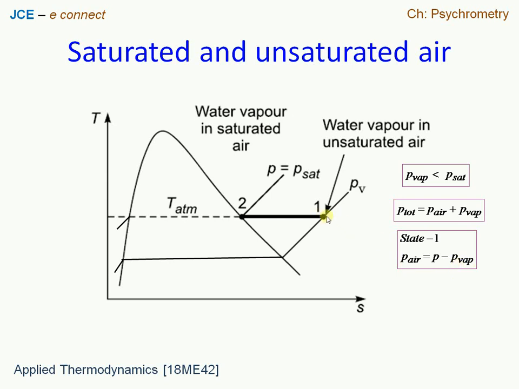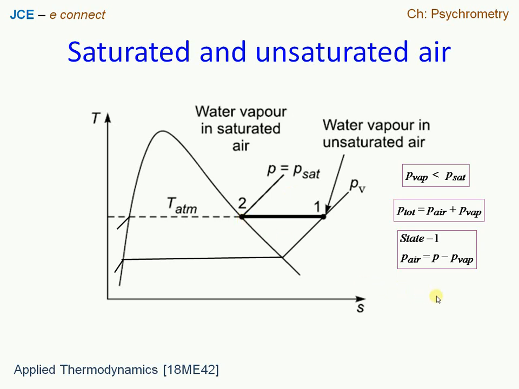Now suppose the moist air sample is existing at state point 2. Then we know that at state point 2, since it is on the dry saturated curve, the partial pressure of vapor is equal to the saturation pressure of the sample. So both are equal. The partial pressure of vapor becomes equal to the saturation pressure of the sample at state point 2.